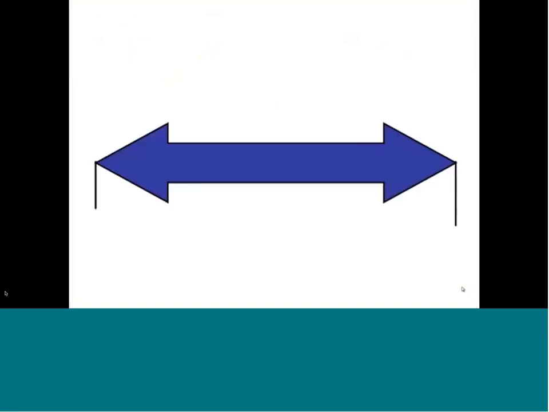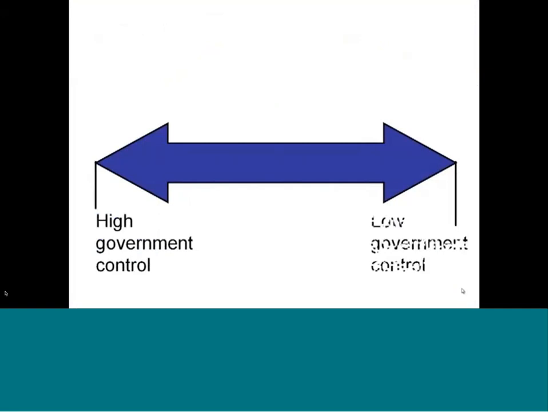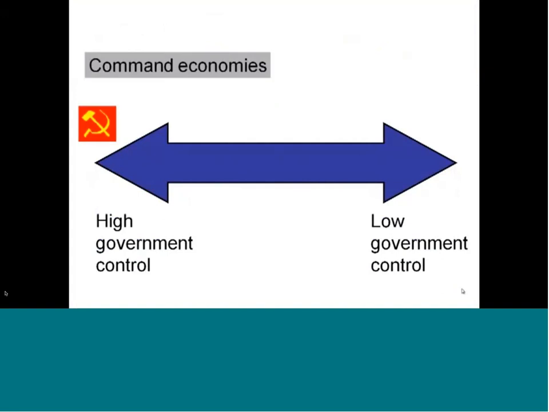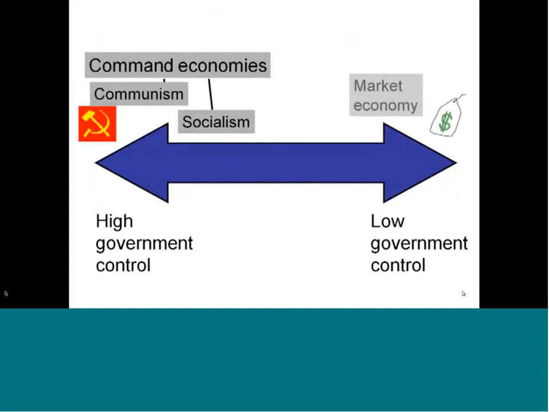So to review, we could view economic systems as being two ends of a spectrum. At the high government control end of the spectrum, command economies. Two examples, communism and socialism. At the opposite end of the spectrum, where there's low government control, the market economy. Somewhere in the middle, a mixed economy.